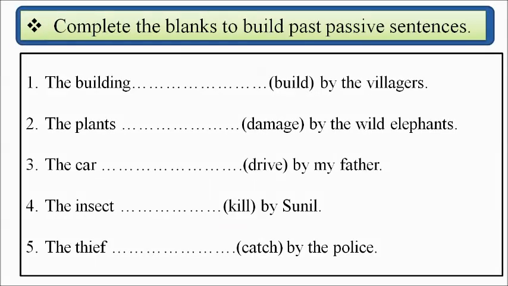Try to do this activity. Complete the blanks to build past passive sentences. Number 1. The building blank by the villagers. The verb is build. Number 2. The plants blank by the wild elephants. The verb is damage.